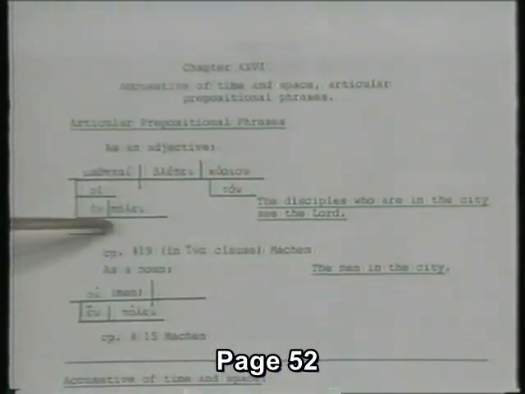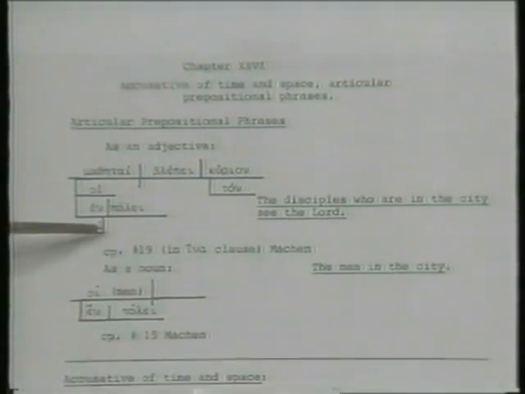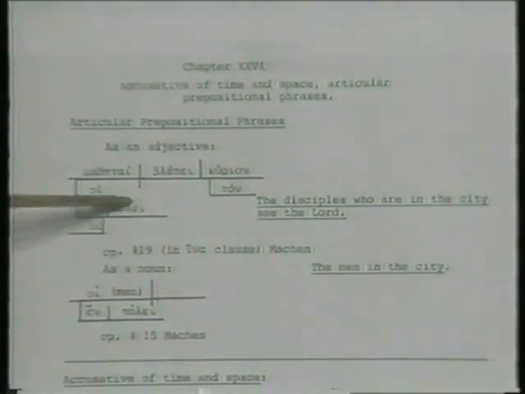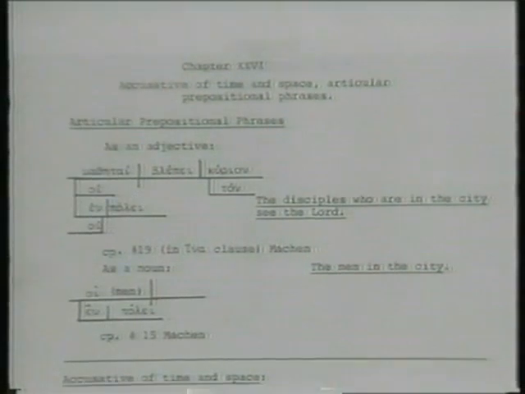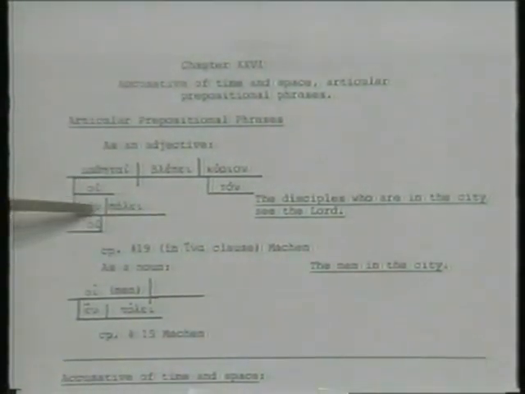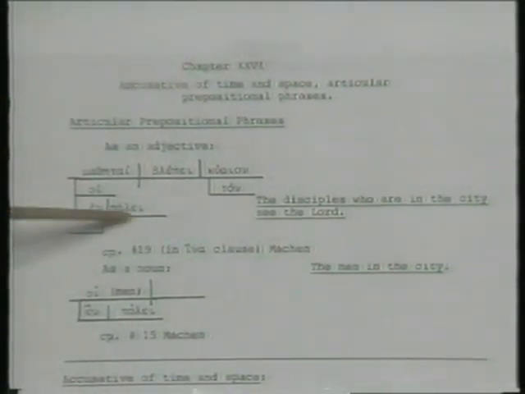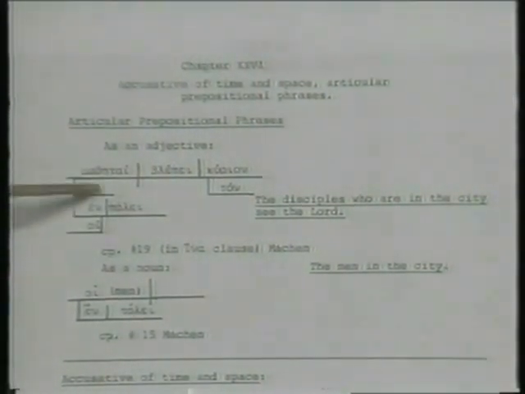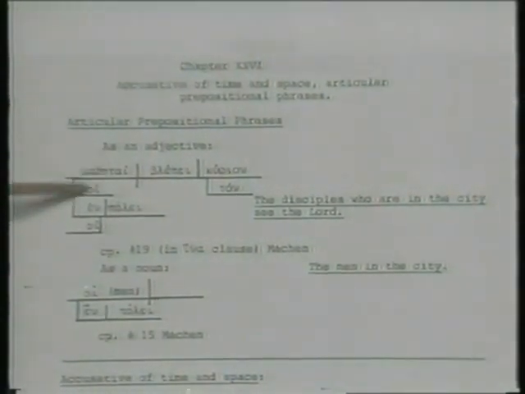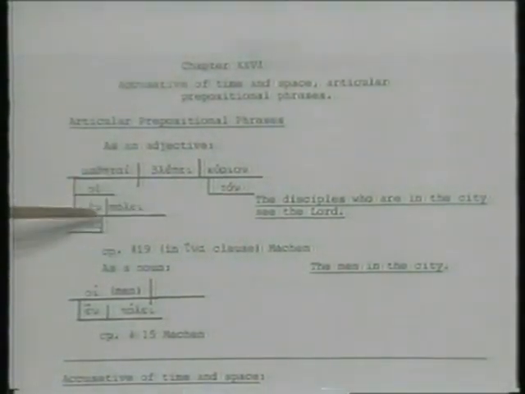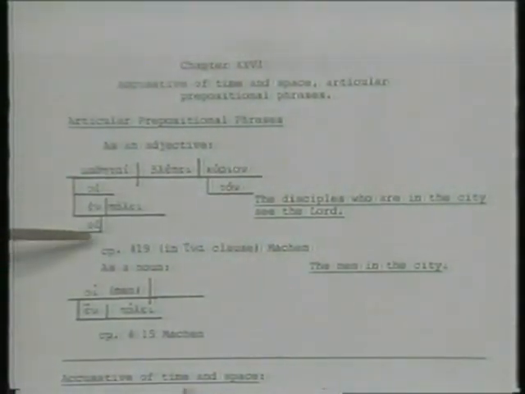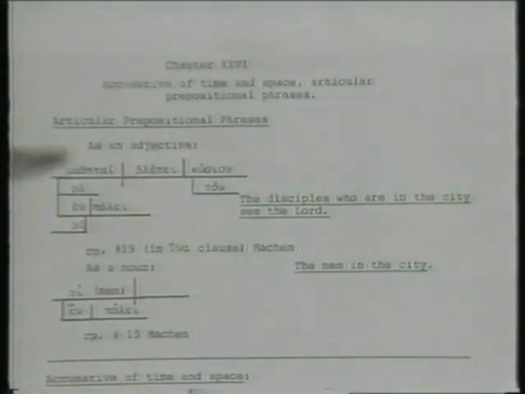Now I've put the line backward here to indicate that the hoi goes with the whole clause. We've done that before with hoti, we've done it with hina. The backward line indicates that this is going with the whole clause and not just with the word above, as this one does. Hoi mathētai, the disciples. But it's the in the city disciples. So we put it backward. But this is an adjective use of the prepositional phrase and modifies mathētai. The translation, instead of saying the in the city disciples, we'll say the disciples who are in the city.